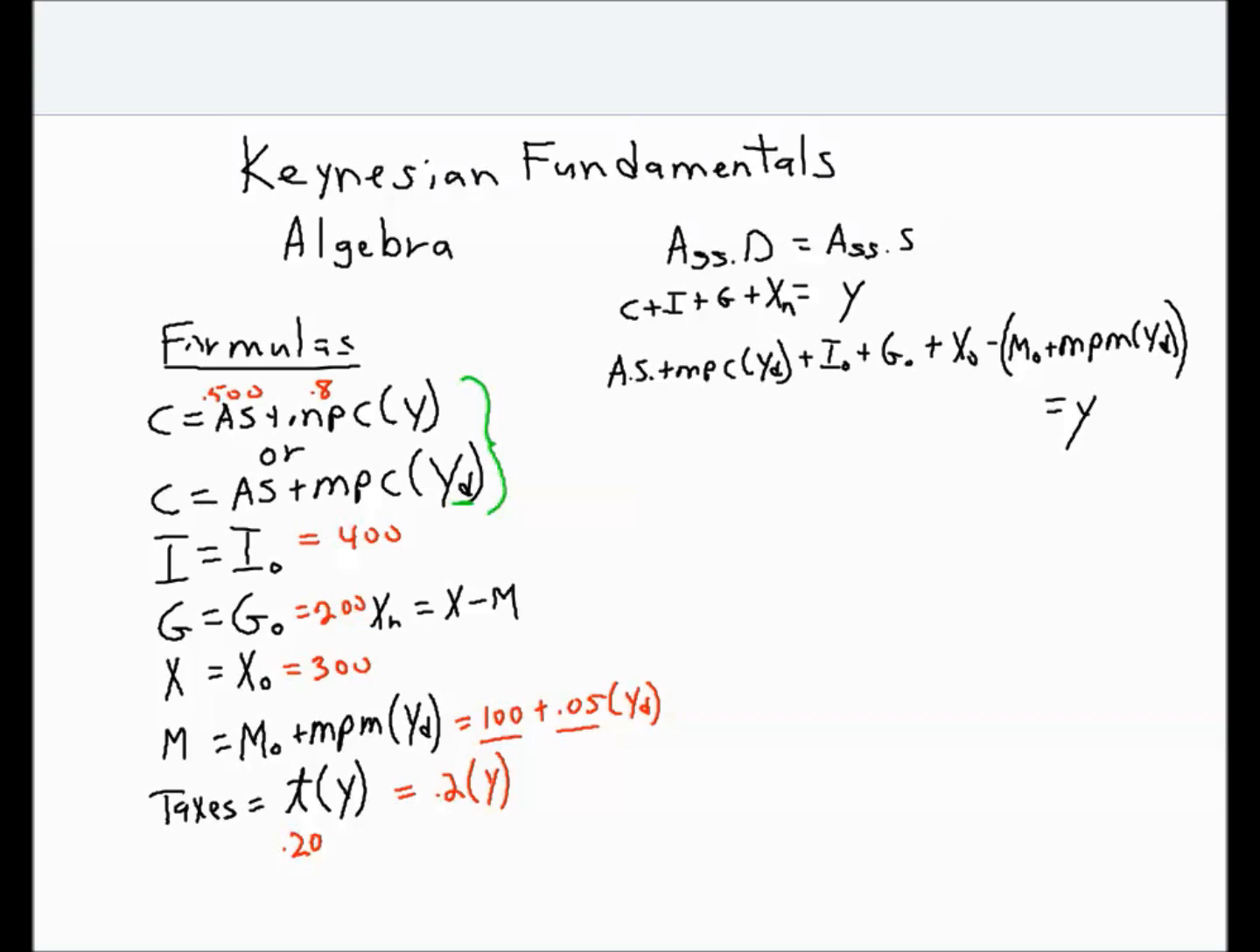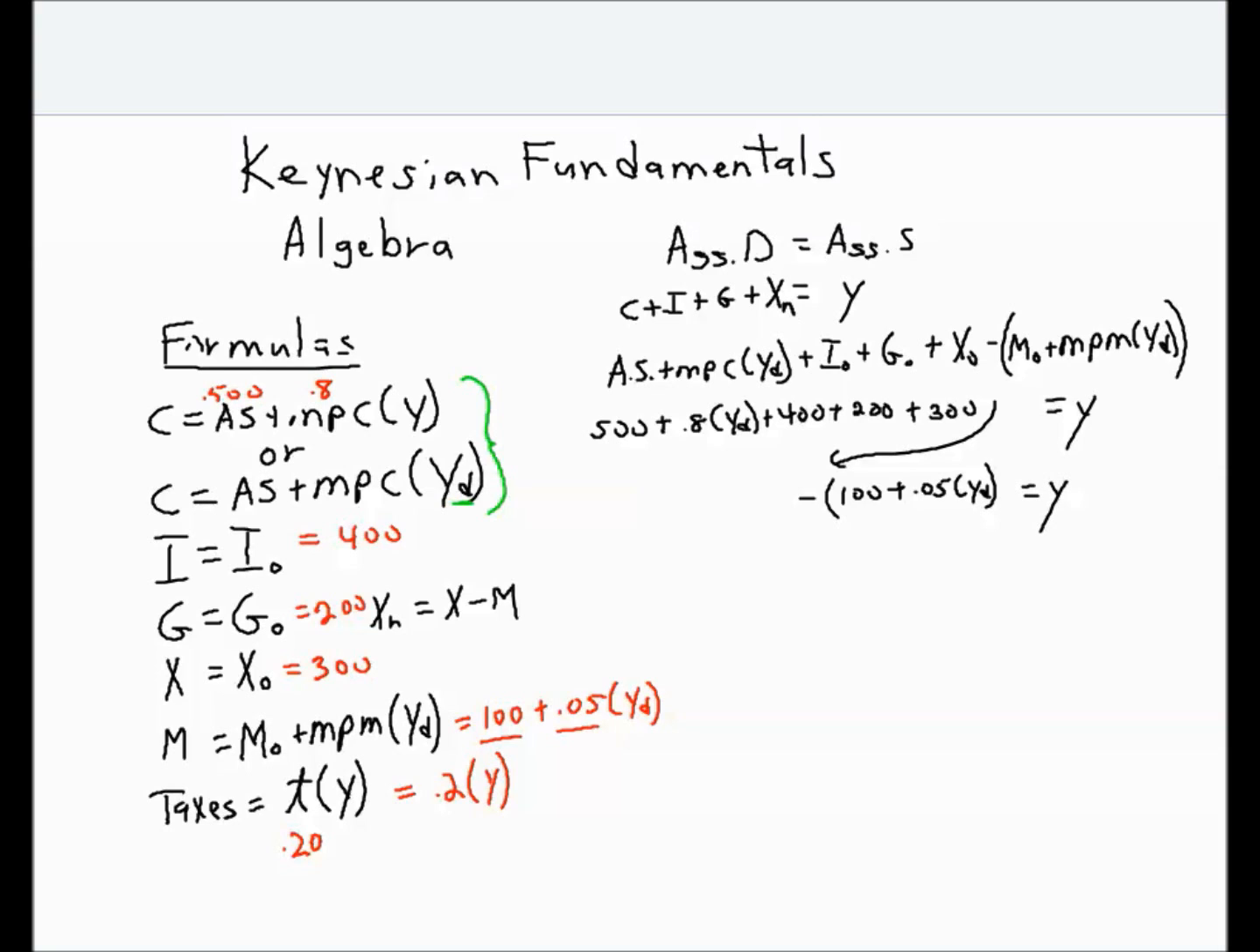AS was 500 plus the marginal propensity is 0.8 times YD plus investment was 400 plus government spending was 200 plus exports were 300. Now I got to work down here, minus imports, so imports were 100 plus 0.05 times YD. And that whole mess equals Y.